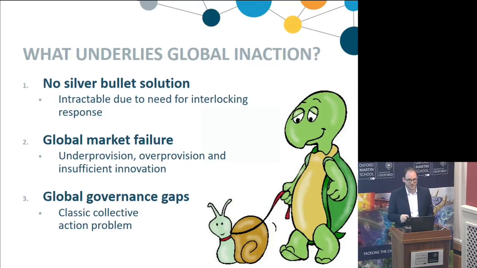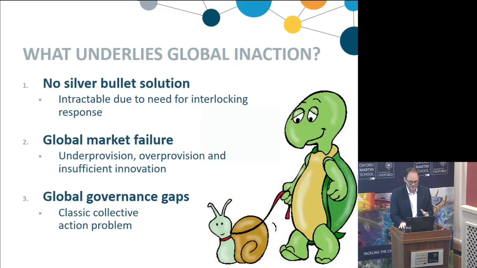And there's some particular reasons for that, which maybe international law can help with. The first is that there's no silver bullet solution. There's no one quick fix that can just solve this, and I'll explain that more in a second. The second is that there's some global market failures. Specifically, we actually underprovide some of these medicines for people around the world. We overprovide for others, and there's insufficient innovation. And third, there's some global governance gaps, which is really about classic collective action problems.